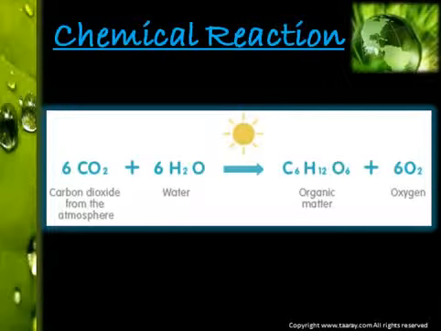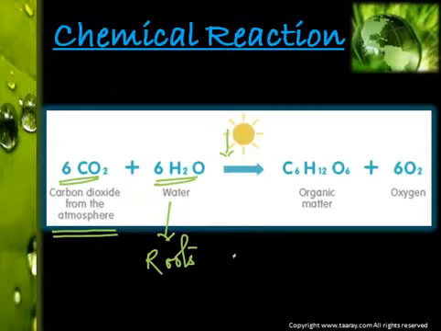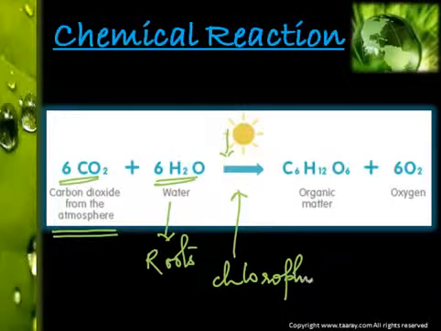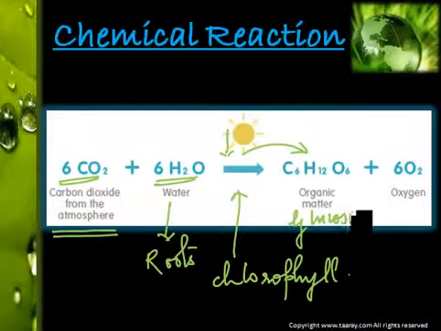Now we can also consider a chemical reaction for photosynthesis, as it is a biochemical process. Biochemical means bio, as it takes place in a living being, and chemical, as it involves chemical energy. So we can make the equation like this: 6 molecules of carbon dioxide from the atmosphere and 6 molecules of H2O taken from the roots, in the presence of sunlight and chlorophyll present in the chloroplast, give glucose, which is the food of the plant.